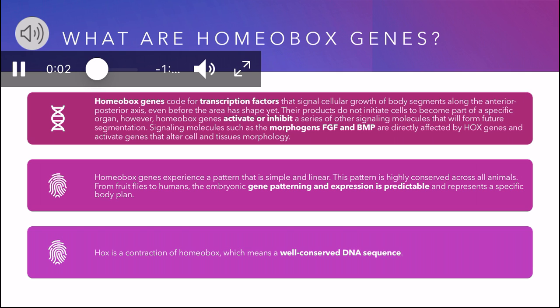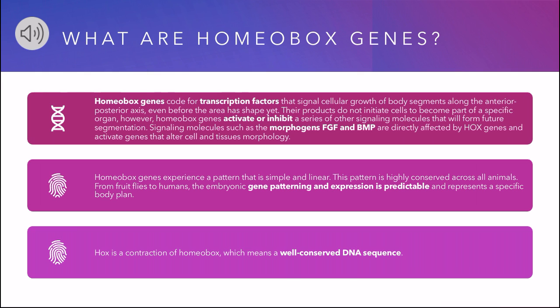So what are homeobox genes? Well, they code for transcription factors that signal cellular growth in body segments along the anterior to posterior axis, even before an area has a formal shape. Their products do not initiate cells to become a part of a specific organ. However, homeobox genes activate or inhibit a series of other signaling molecules that will form future segmentation.